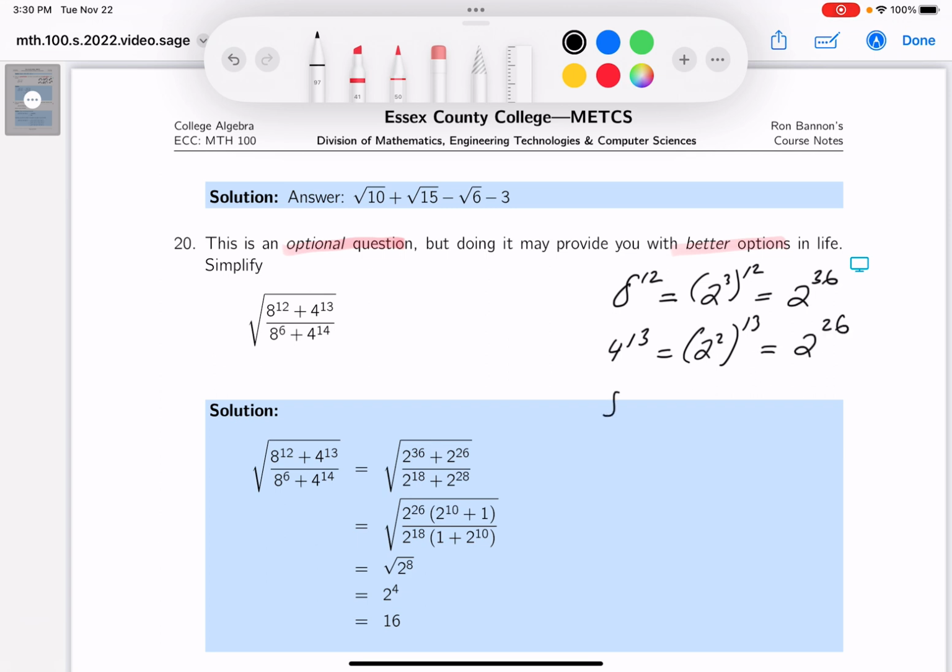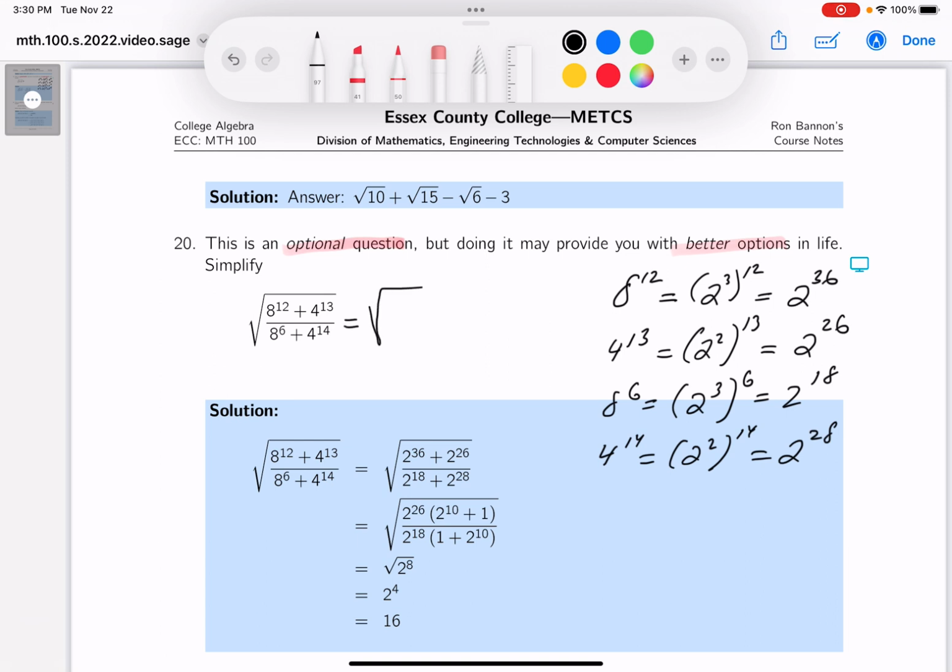I'm going to claim that 8 to the 6 is 2 cubed. That's 8 to the 6th power, which is 2 to the 18th. I'm going to claim that 4 to the 14th is 2 squared, which is 4 to the 14th, which is 2 to the 28th. All right? So what I want to do is just rewrite the problem with that information down.